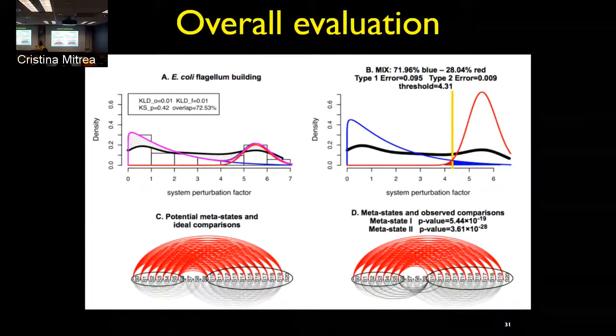We have more than 5% on our distribution of large perturbations. So that also gave us confidence that there is a real change. So overall, in this evaluation, we concluded that there are real metastates, and we do have a change that overlapped with the real change.